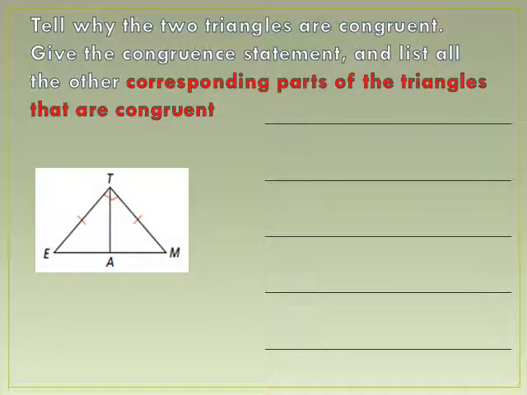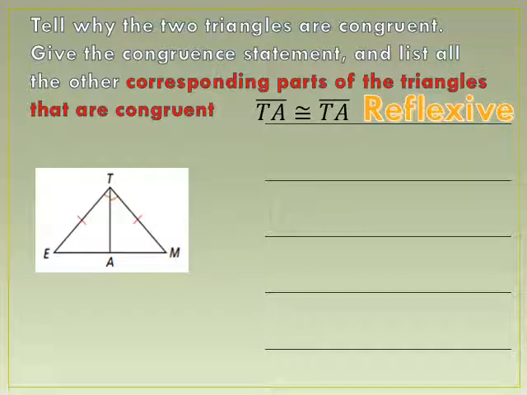Okay, so tell why the two triangles are congruent given the congruent statement and list all other corresponding parts that are congruent. So we're looking at my picture here. We see that those two angles at the top are congruent. We see the sides that are congruent here. What can we add to this? Well, TA is congruent to itself. Reasoning, well, again, hopefully you're shouting this out, maybe not out loud, but in your head, it's the reflexive property, right? So we can mark that on our picture.